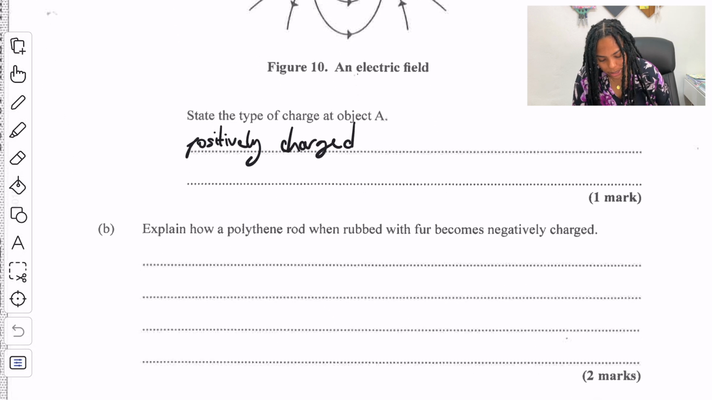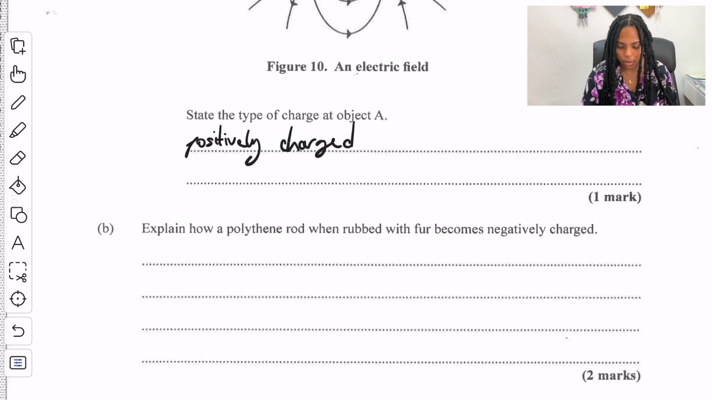Explain why a polythene rod, when rubbed with fur, becomes negatively charged. So what's essentially happening here is that electrons from the fur become delocalized and are transferred through friction over to the polythene rod, causing the polythene rod to have a surplus of negative charges, causing it to be negatively charged.